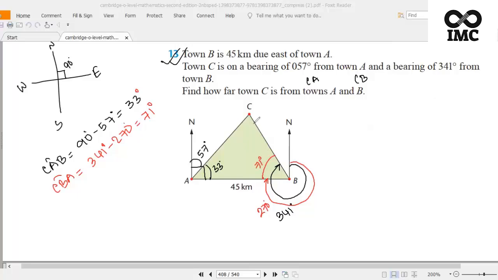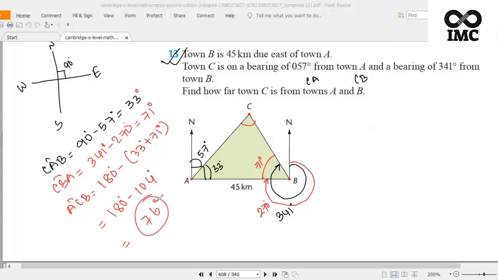Then what will be the measurement of this one? Very simple. ACB will be 180 degrees minus (33 degrees plus 71 degrees). Why? We know that the sum of the three angles of a triangle is 180, so by using this idea, we can easily solve. 33 plus 71 is 104 degrees. If we subtract 104 from 180, we will get 76 degrees. So this measurement is 76 degrees.